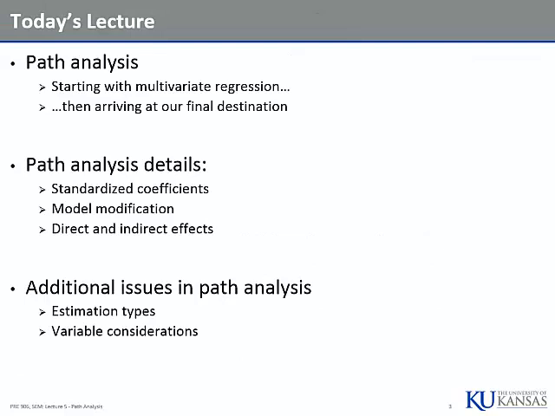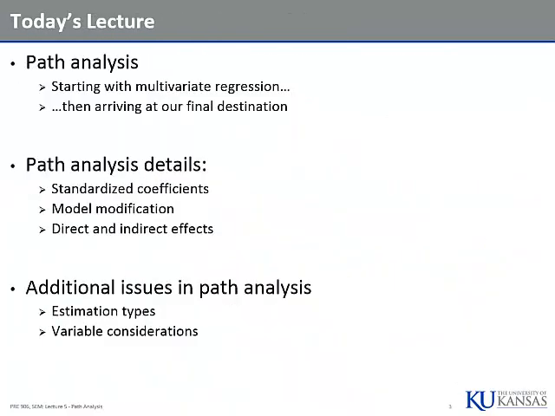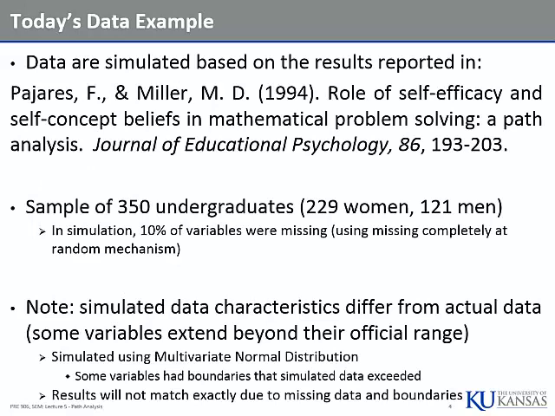We're going to start with multivariate regression, and then we'll end up with this thing. Remember that from last week? Whoa, that's the analysis. Along the way, we'll talk about standardized coefficients, model modification, which we sort of talked about before but didn't really, and then direct and indirect effects. And then we sort of dive into what estimation we have to worry about and types of variables.